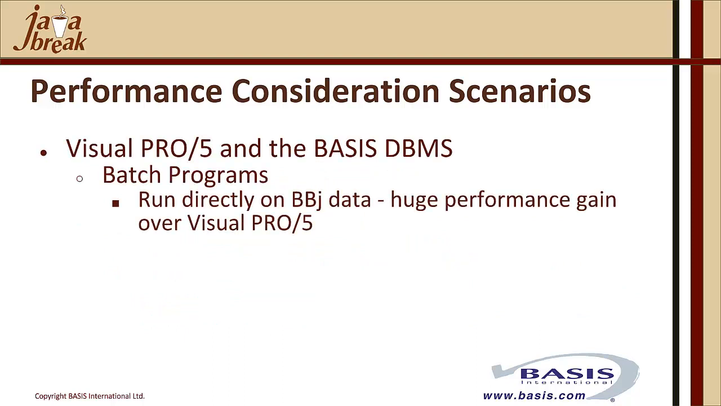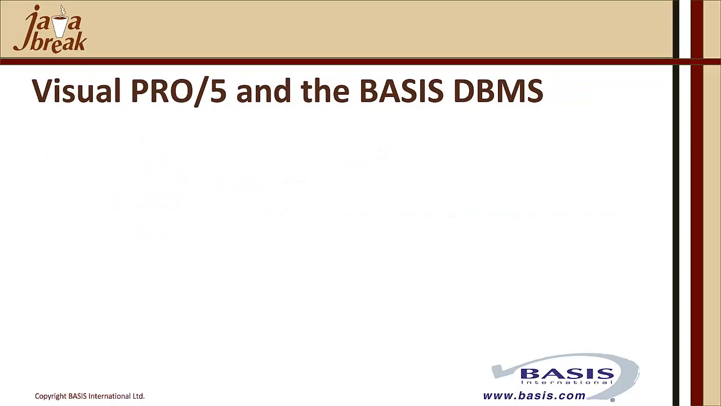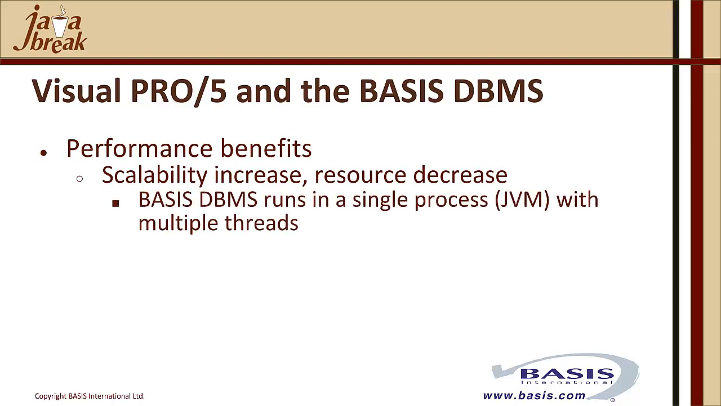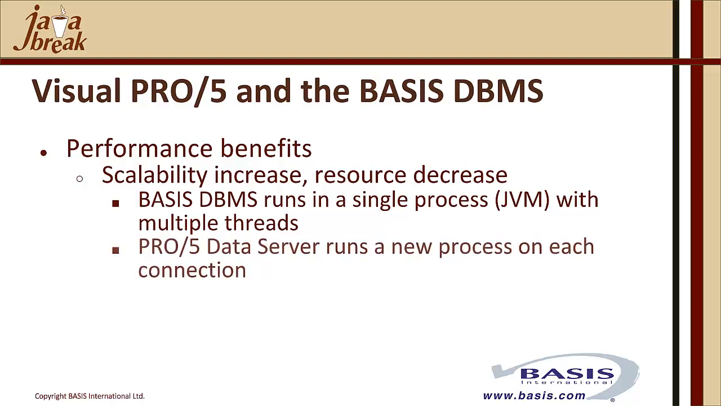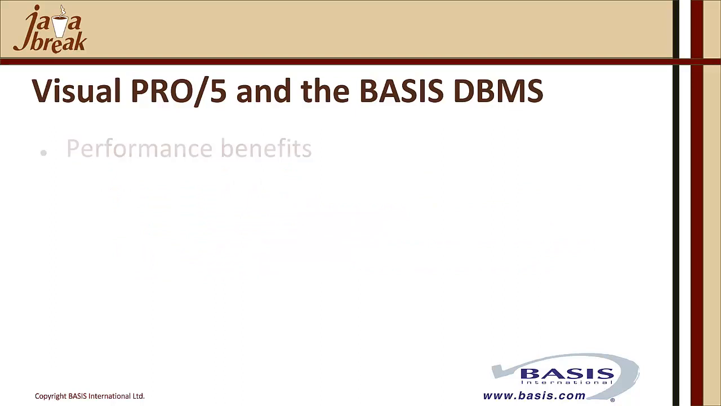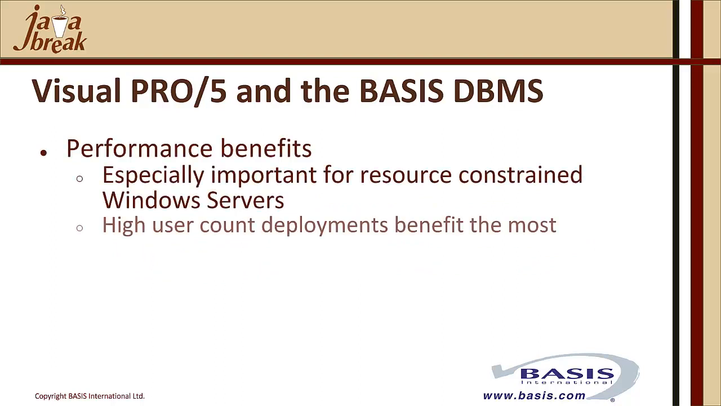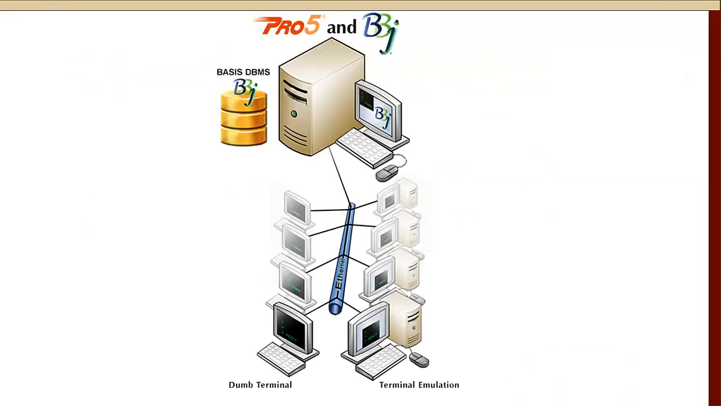Batch programs, again, consider utilizing BBJ to run those directly on the server. And of course, some of the other gains you'll get is a scalability increase and a resource decrease, because the BASIS DBMS runs on a single process in the JVM with multiple threads for the multiple connections from the clients, whereas the Pro 5 data server runs a new process on each connection to the database. So that's especially important for resource-constrained Windows servers. High user count deployment will benefit the most from a move to the BBJ database.